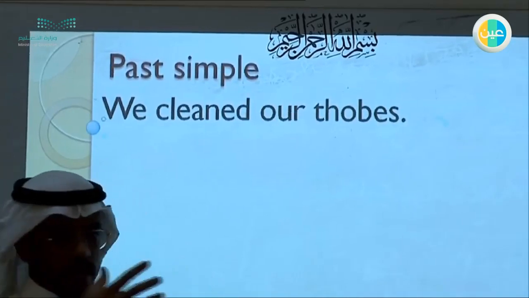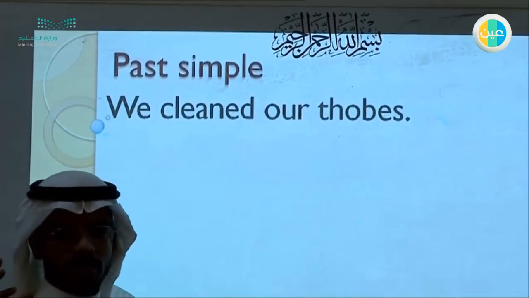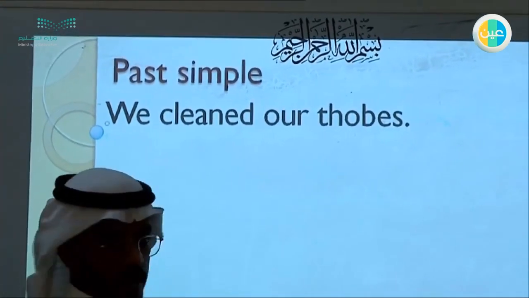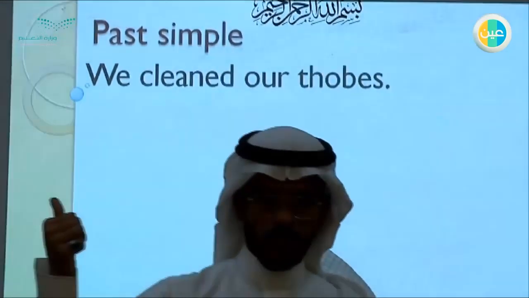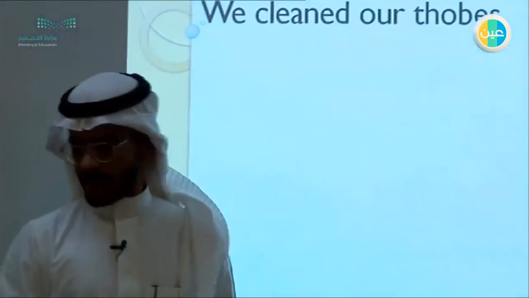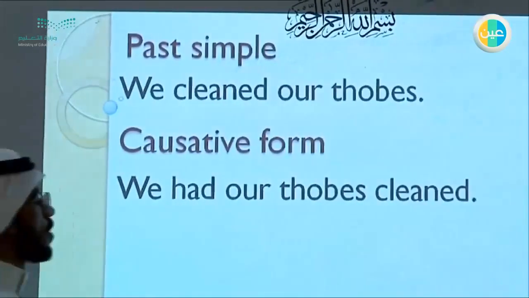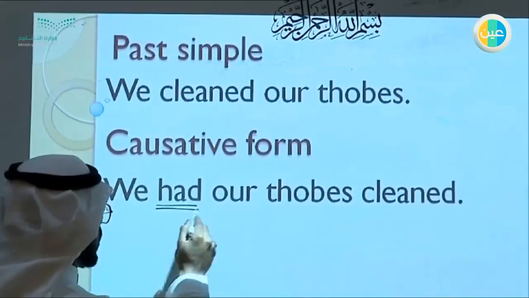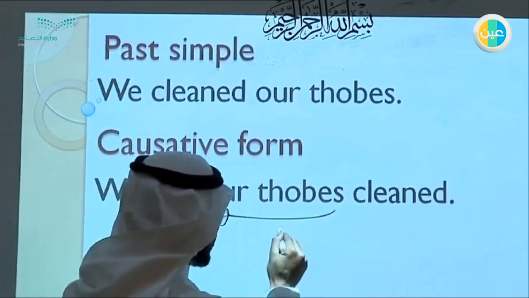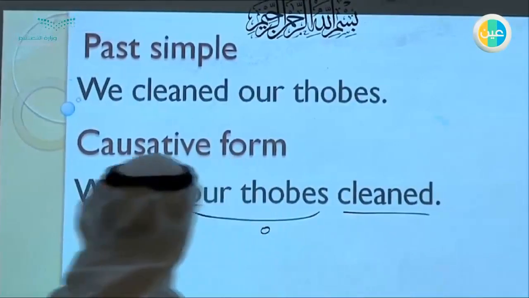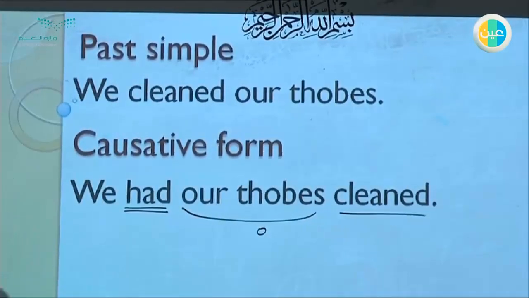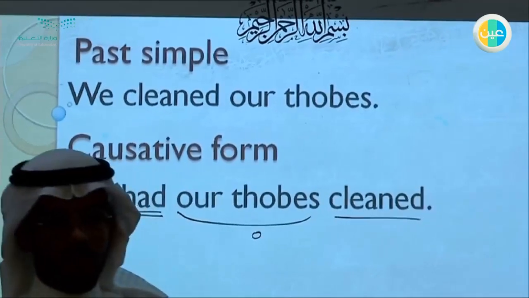Okay, how can we make it? Now think. Have in the past becomes had. We had. Our thobes is the object also. Cleaned, this is the past participle. We had our thobes cleaned.